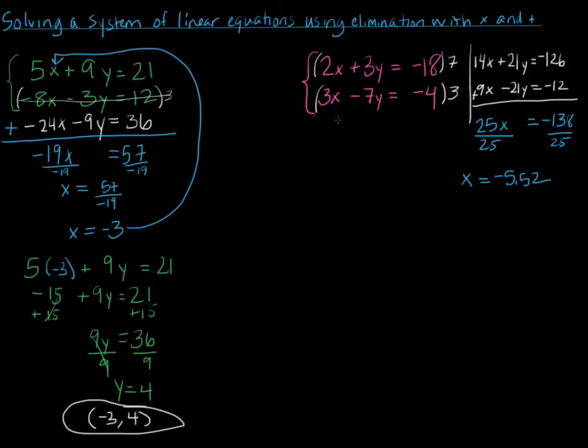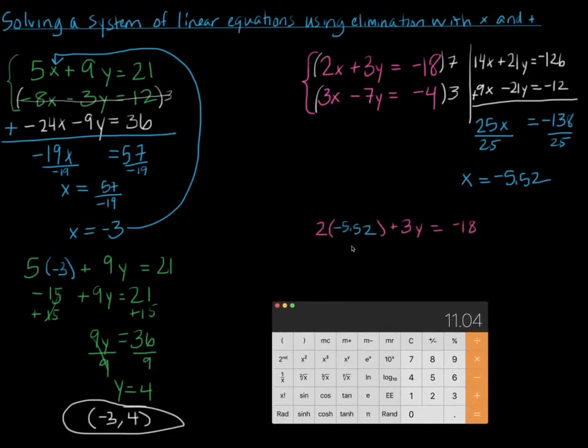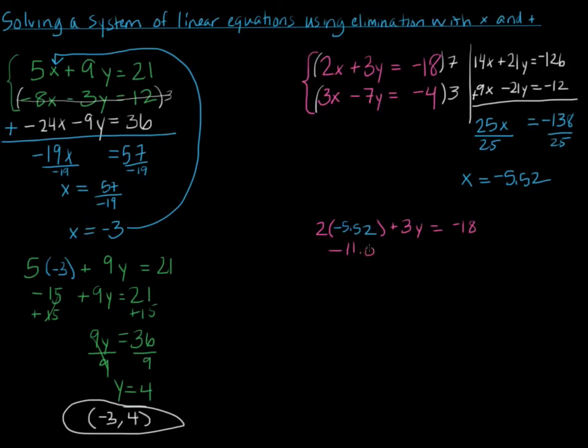And then we can plug that into either equation. I guess I'll plug it into this first one. So it's going to be 2 times x, which is negative 5.52, plus 3y equals negative 18. Then I can figure out what this is. 5.52 times 2 is 11.04. So this is going to be negative 11.04 plus 3y equals negative 18.